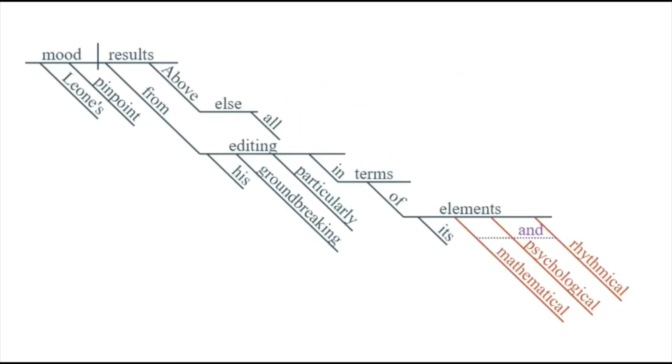In our second example, which was an example of a thesis statement, we see above all, Leone's pinpoint mood results from his groundbreaking editing, particularly in terms of its mathematical, psychological, and rhythmical elements. And here we see 3 different types of elements described. Well, this is very parallel. In this example, they are all adjectives.